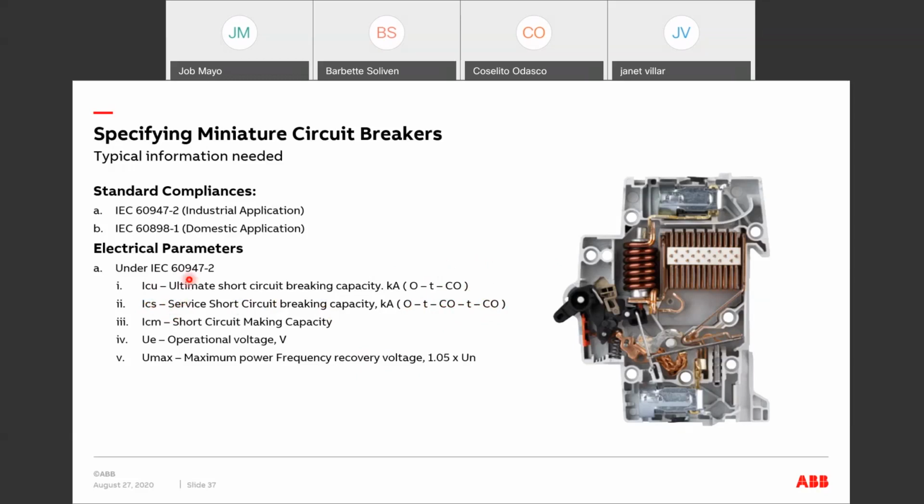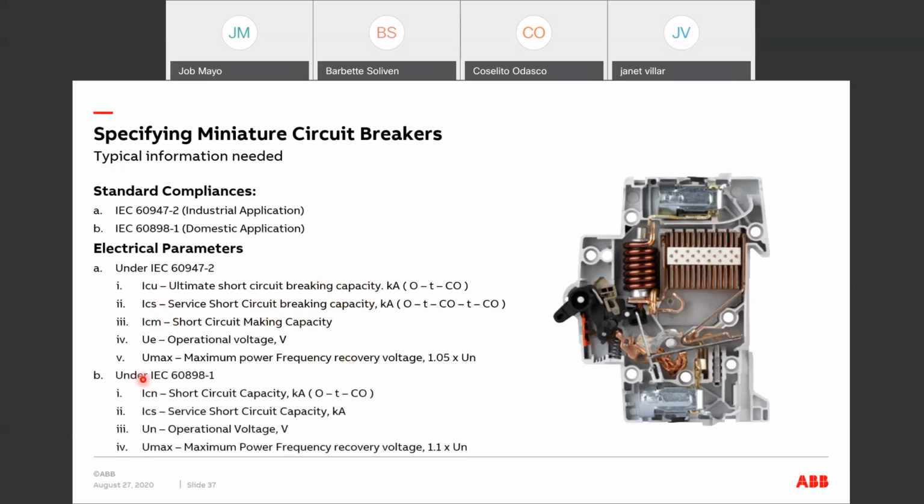IEC 60947-2. These can be computed based on the IEC 60909, which was also covered as part of the webinar series conducted by my colleague, Engineer Tristan Ocampo. So you can revert back to that webinar. I think we have a video recorded on the ABB website to refresh ourselves on how to compute for ICU, ICS, and ICM.